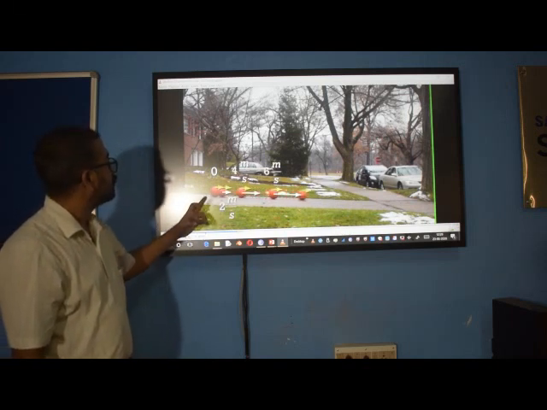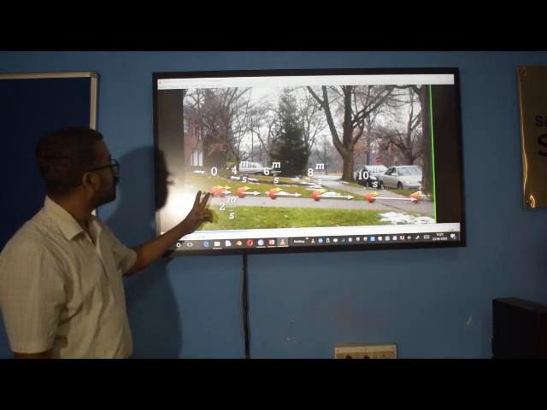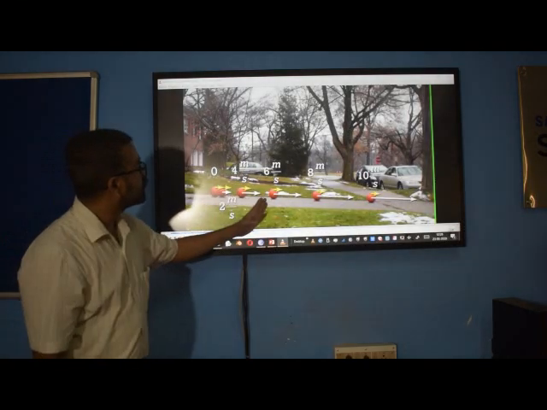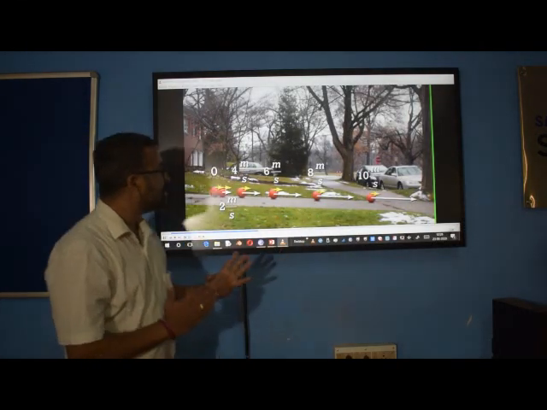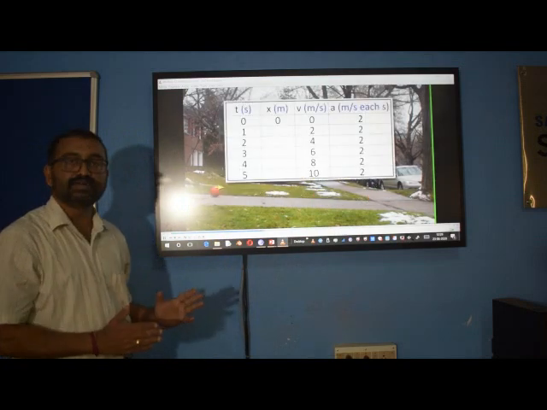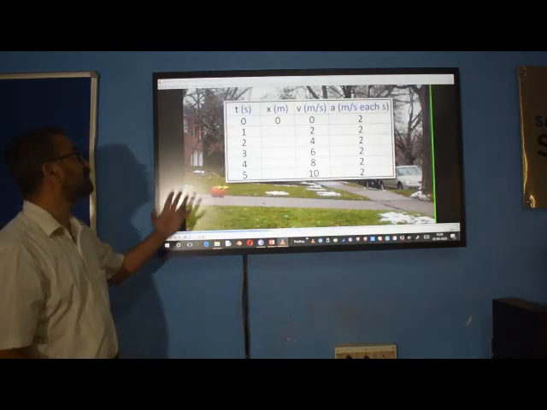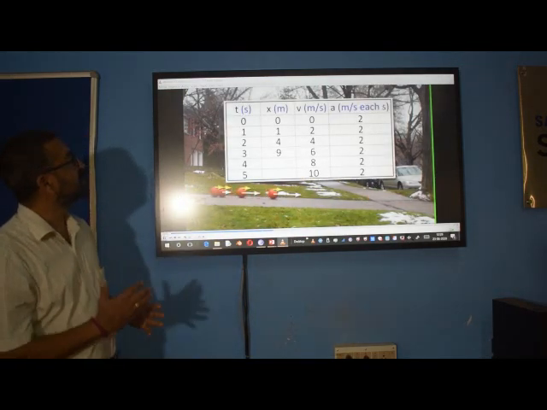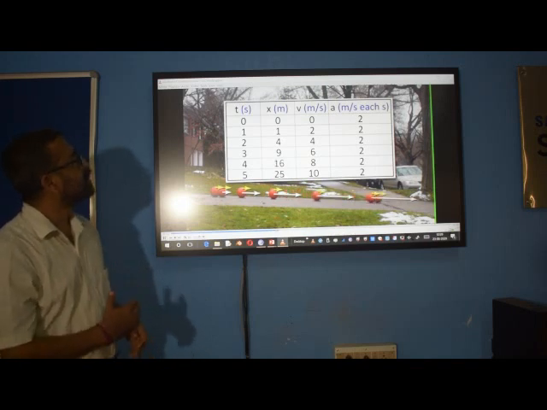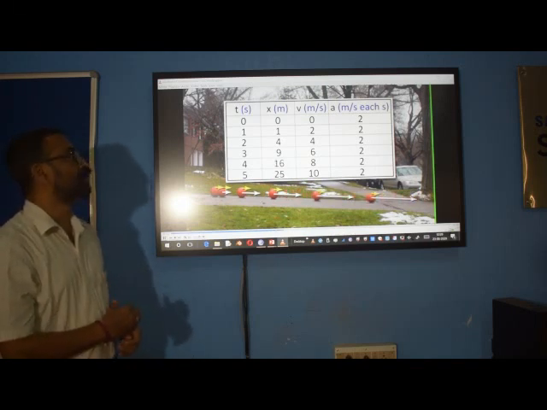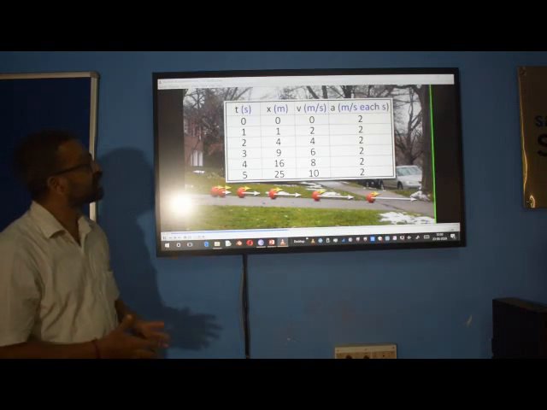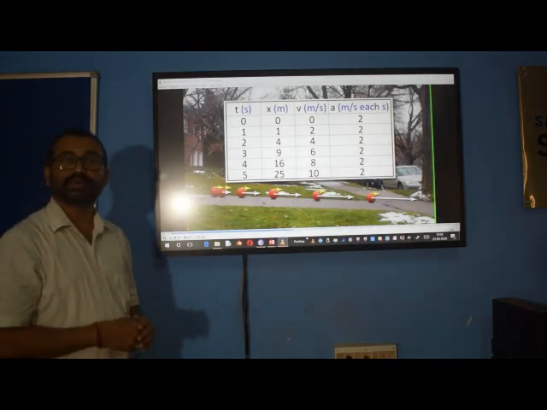Here it starts with 0, after some time 2 meters per second, 4 meters per second, 6 meters per second, 8 meters per second, like that. In each second there is an increase of 2 meters per second in velocity. There is a table showing that. After each second it has an increase of 2 meters per second. So we can say that the acceleration is 2 meters per second square.